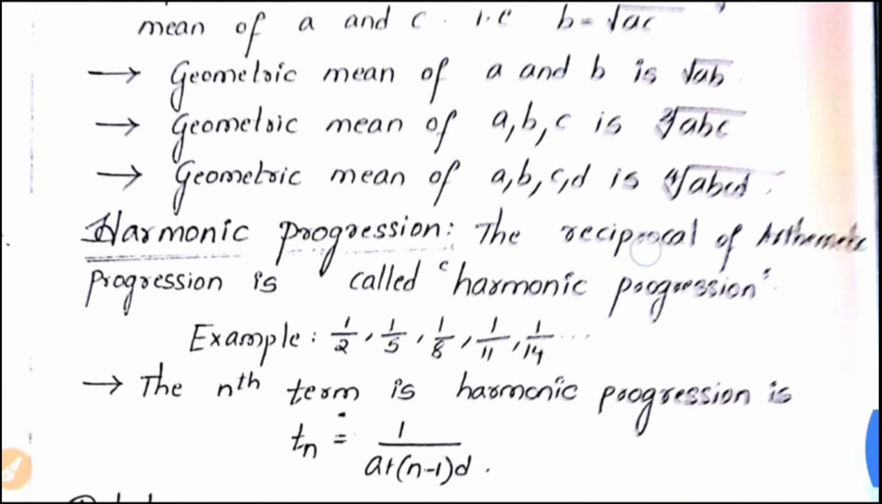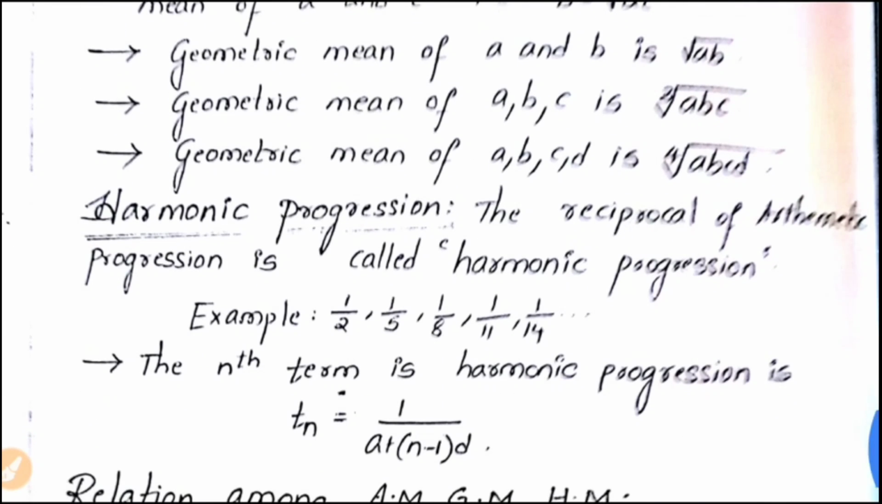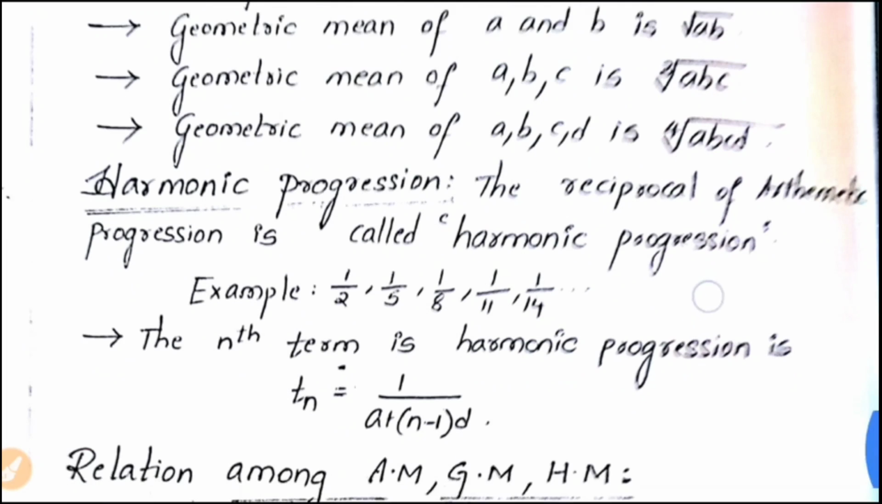Next, the last one is harmonic progression. The reciprocal of arithmetic progression is called harmonic progression. Like 1 by 2, 1 by 5, 1 by 8, 1 by 11, 1 by 14. Here, see, 2 and 5 difference is 3, 5 and 8 difference is 3, 8 and 11 difference is 3, 11 and 14 difference is 3. But those are reciprocals, that's what it is, harmonic progression. The nth term in harmonic progression is the reciprocal of the arithmetic progression, means a n is equal to 1 by a plus n minus 1 into d.